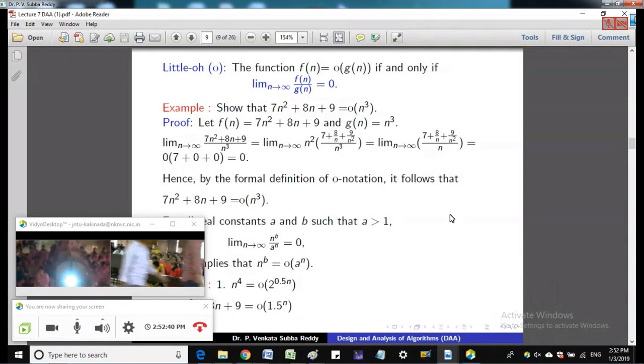For example, f of n is 7n square plus 8n plus 9 and g of n is n cube. Limit as n tends to infinity of 7n square plus 8n plus 9 by n cube. n square we are taking common. Then what happened? This is 7 plus 8 by n plus 9 by n square, over n cube.